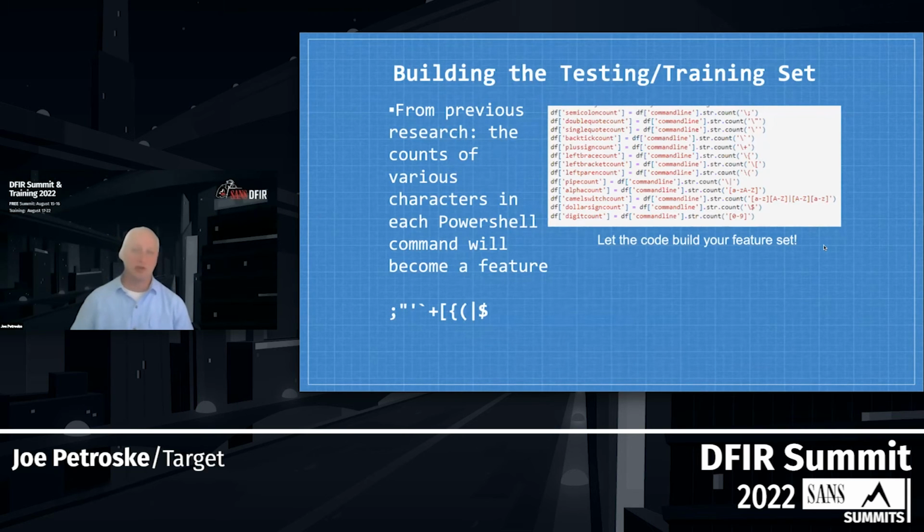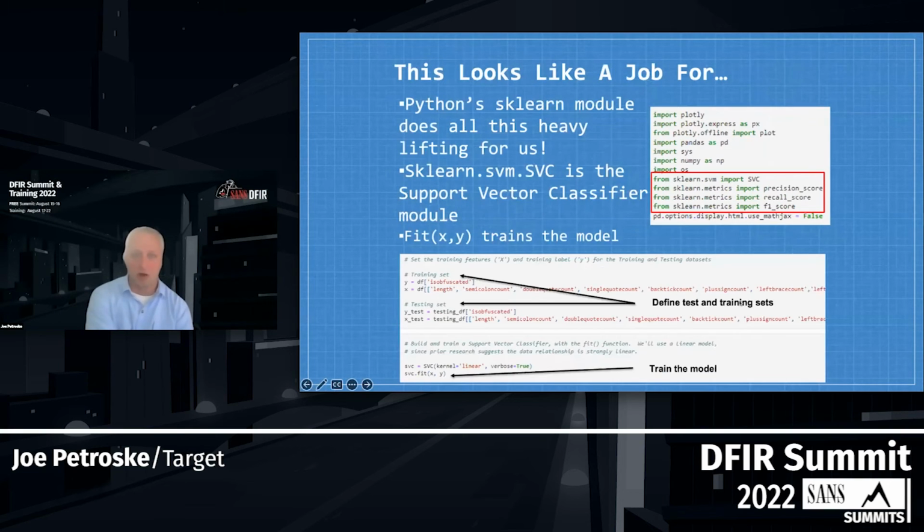So what we can do is just allow Python to take the counts of those things, and that will automatically build our training set, or the features for our training set. In other words, every single one of these things becomes a variable. So count of semicolons, count of double quotes, count of left brackets, etc. This is what we're going to use to train our model.